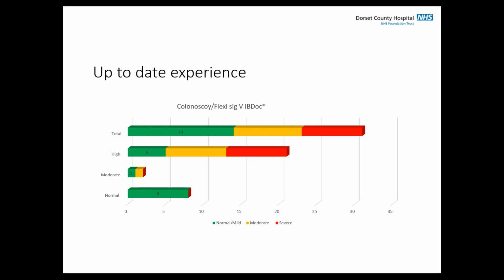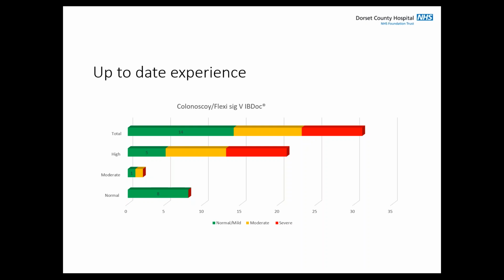So forgive the crude diagrams, some of the labels haven't actually come through on this slide. But if we look at the total number of colonoscopies, around 34. Going along the vertical edge, you've got the colonoscopy Calprotectin results, and then the colour coding across mimics what the colonoscopy or flexible sigmoidoscopy result was. So for high results and for normal results, the severe end of the scale and the normal end of the scale correlated nearly always.